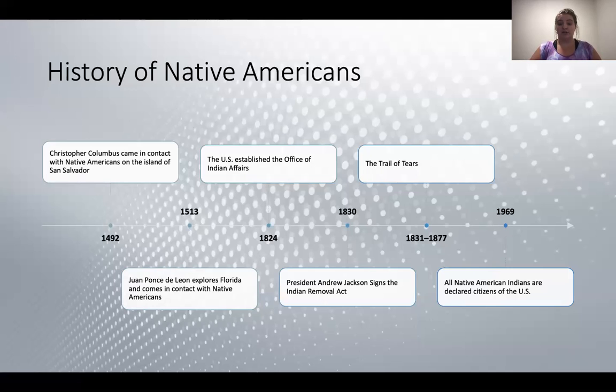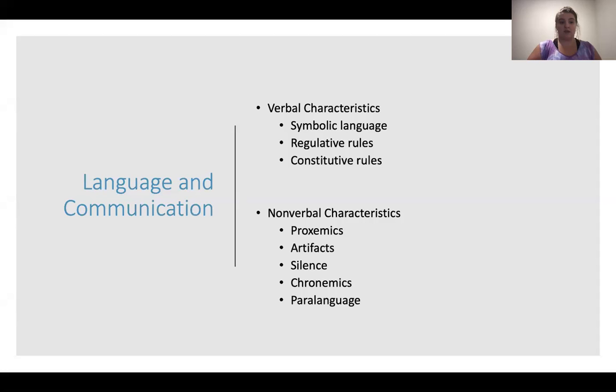And in 1830, President Andrew Jackson signs the Indian Removal Act, which then precedes in 1831 the Trail of Tears, which removed all the Indians from their native lands and pushed them out to central and eastern parts of the United States. And in 1969, all Native Americans are declared citizens of the United States.